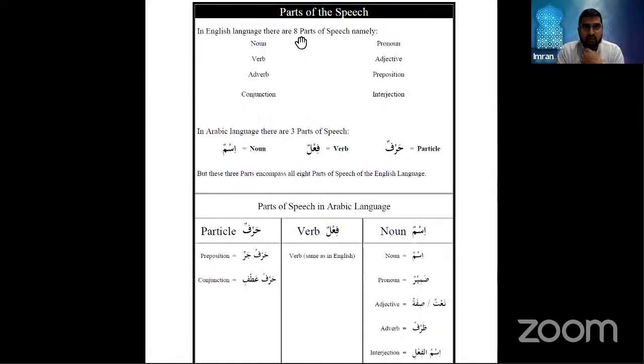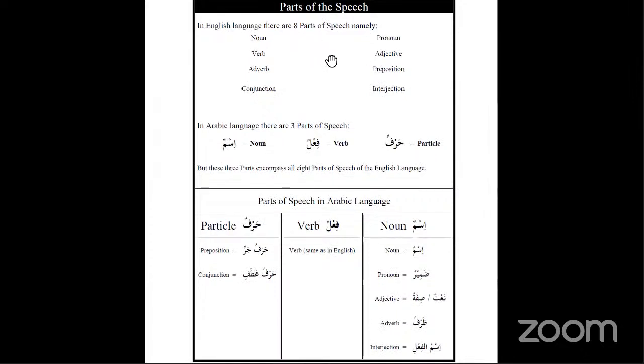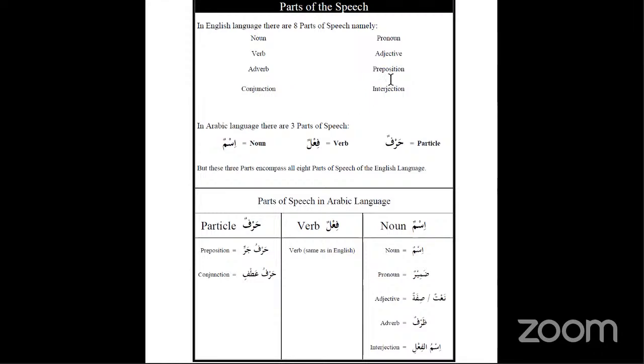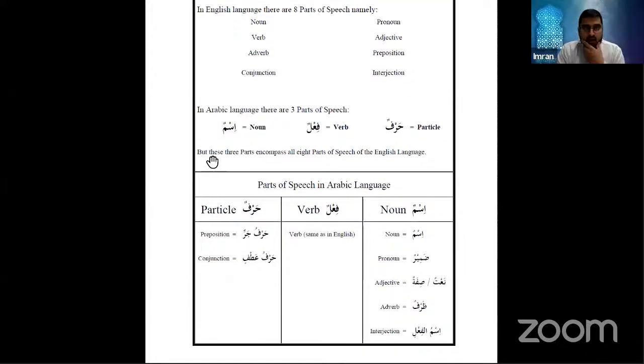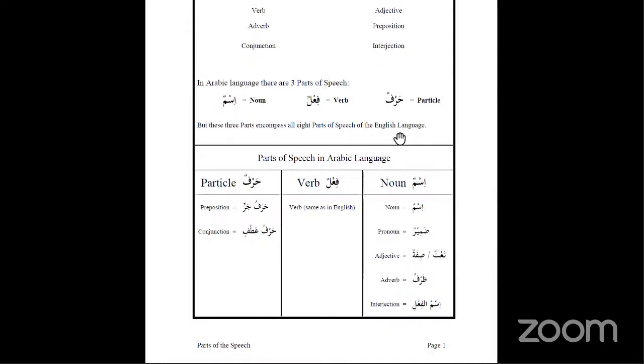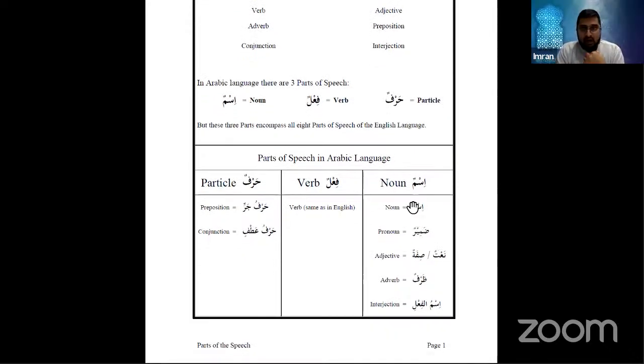So in the English language, there are 8 parts of speech, namely: noun, pronoun, verb, adjective, adverb, preposition, conjunction, and interjection. Okay. And in the Arabic language, there are 3 parts of speech: ism, noun; fi'l, verb; and harf, particle.